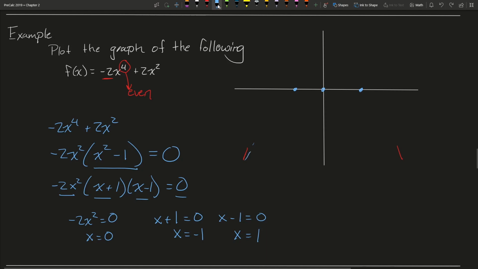So it should look something like this. Again, we know it ends low over here. It goes through the x-axis, and then it has to come back down. And the only way to do that is to touch the x-axis at this middle part.